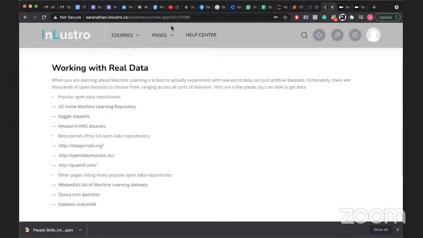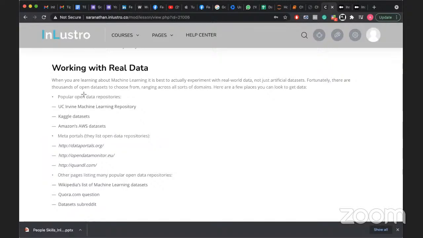Okay. So today we're going to look at how you're going to do a machine learning project, right? So your lesson talks about working with real data. When you're learning about machine learning, it's best to actually experiment with real world data and not just artificial data sets. Fortunately, there are thousands of open data sets to choose from across different domains.